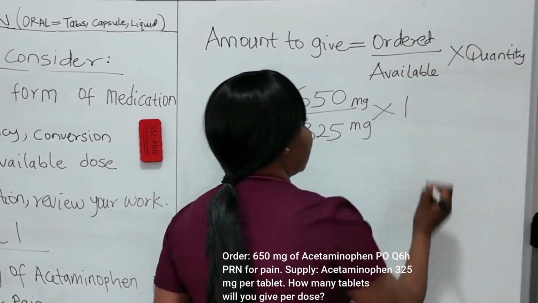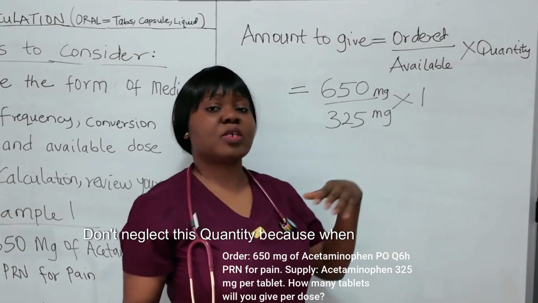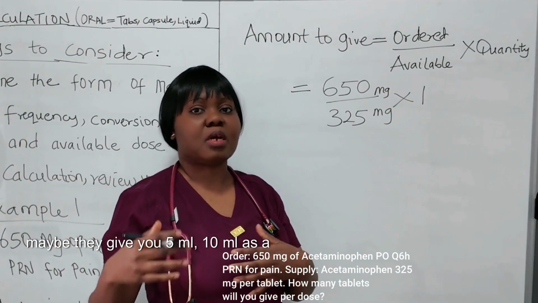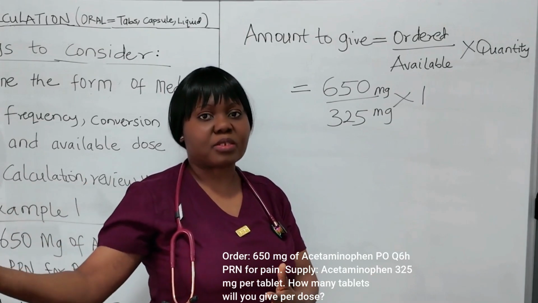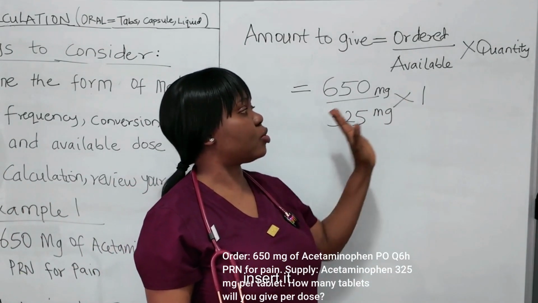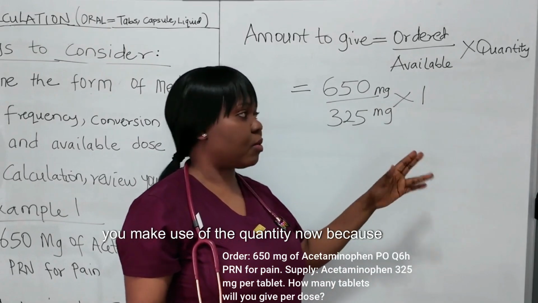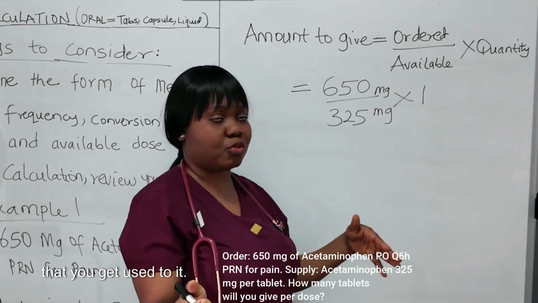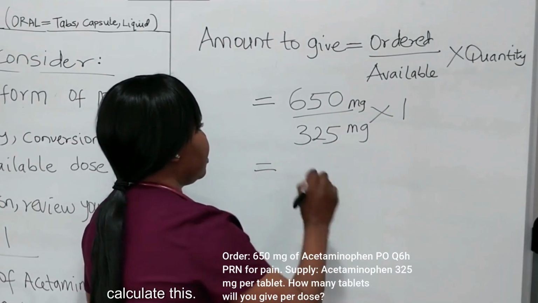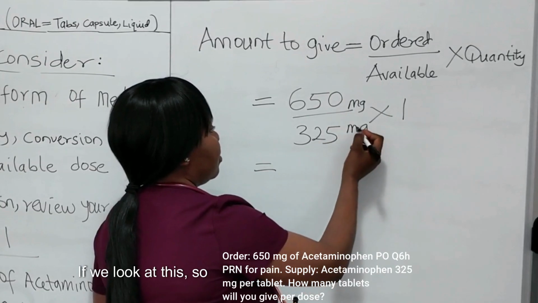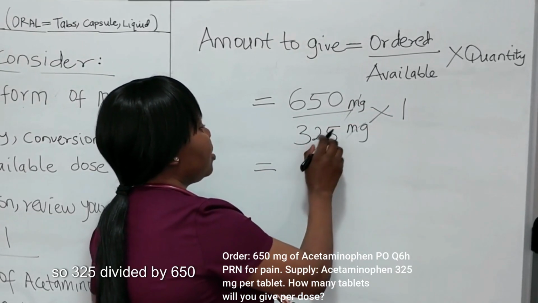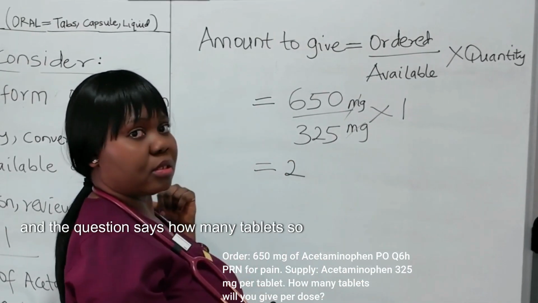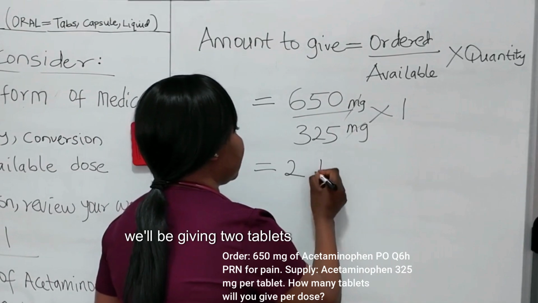We'll just put 1. Don't neglect this quantity, because when you get to other questions where you are required to use, maybe they give you 5 ml, 10 ml as a quantity, or they say per this tablet and all that, you will need to insert it. So it's better you make use of the quantity now, because anything multiplied by 1 is itself, so it's not going to affect it. So always make sure you put this one so that you get used to it. So let's calculate this. Milligram cross milligram, so 650 divided by 325, that will give us 2. And the question says how many tablets, so we'll be giving 2 tablets.